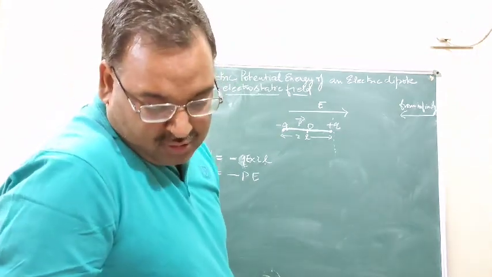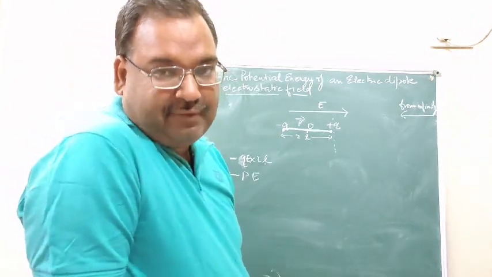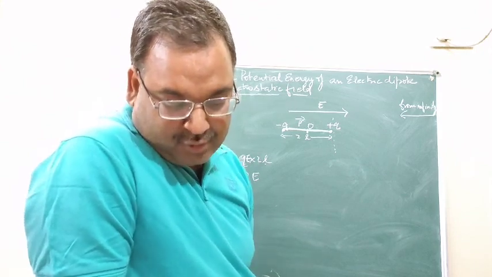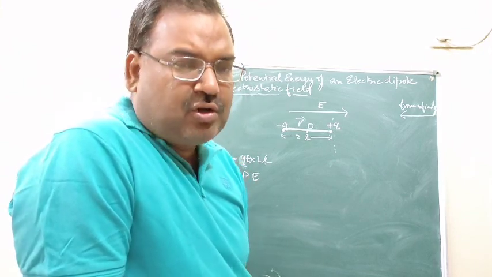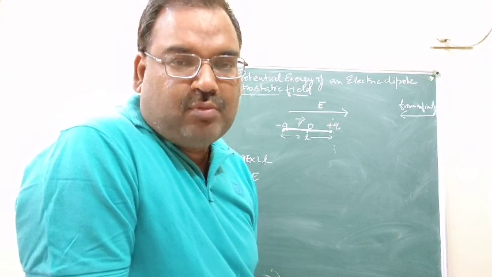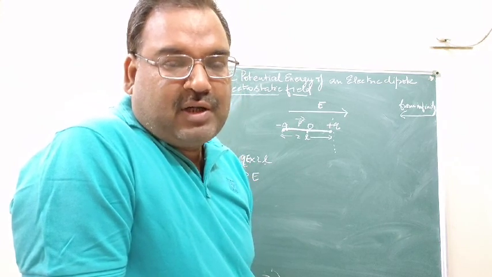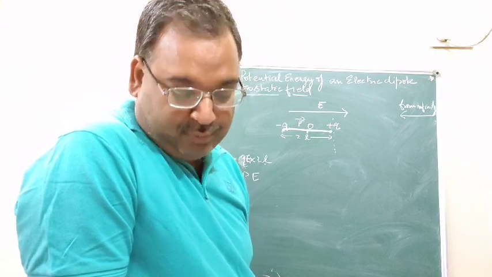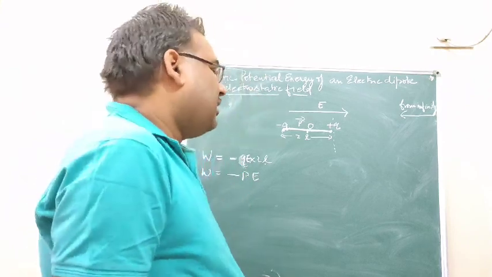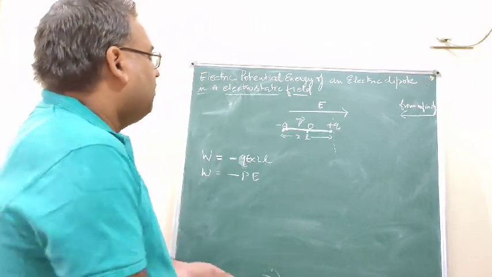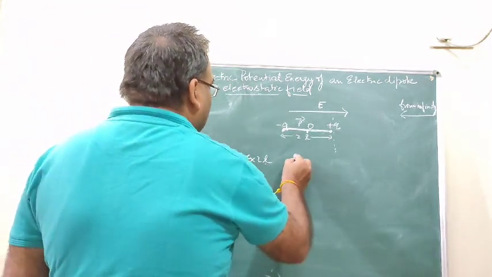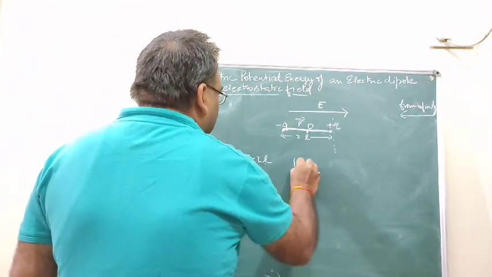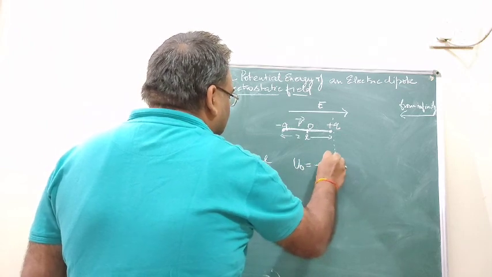Why minus? Because force is negative, it is opposite to the direction of the electric field. So this work done is stored in the form of potential energy, that is the electric potential energy of the dipole. This is represented by the letter U naught. U naught is equal to minus PE.